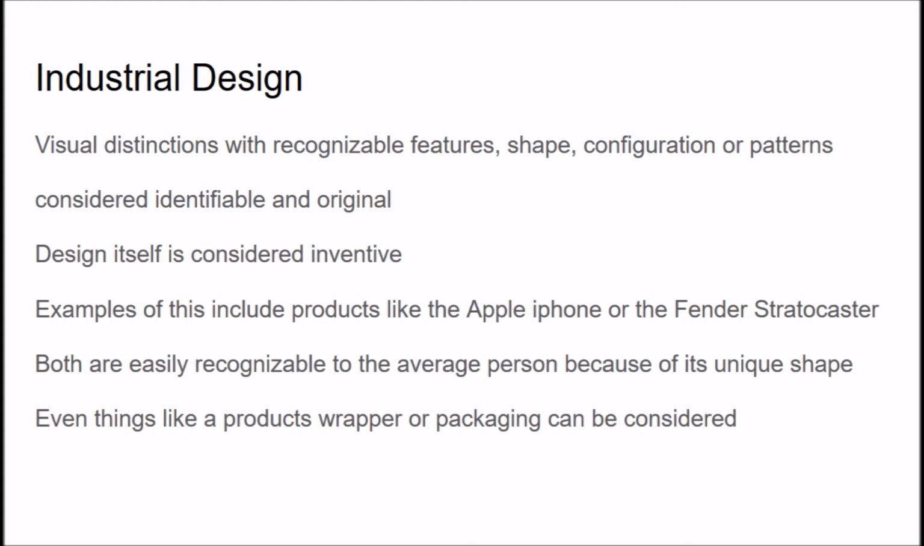Industrial design is a piece of legislation also known as the Industrial Design Act. Its job is to protect products with visual distinctions, recognizable features, shapes, configuration, or patterns considered identifiable and original. The design itself must be considered inventive. Examples of this include products like Apple's iPhone or the Fender Stratocaster. Both are easily recognizable to the average person because of their unique shape. Rights on industrial design only last 5 years.